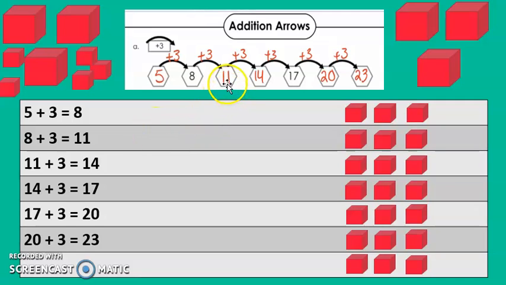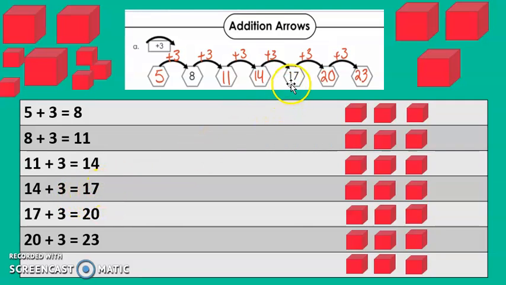Come now to this next problem here. Watch. 11 plus 3 equals 14. Right here, 11 plus 3 equals 14. So that's correct. Watch right here again. We come here. 14 plus 3 equals 17. Come down here. Make sure it matches. 14 plus 3 equals 17.